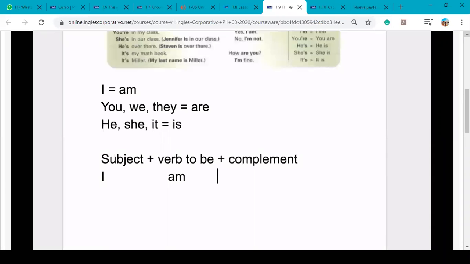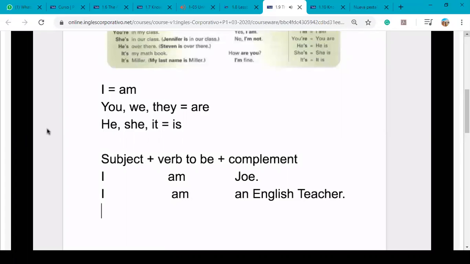And the complement is just other words that are used. So, for example, I am Joe. So we got a subject, the verb to be, and then some kind of complement. Let's give another example. I, the verb to be, I am. And what is the complement to that? I'm going to say an English teacher.